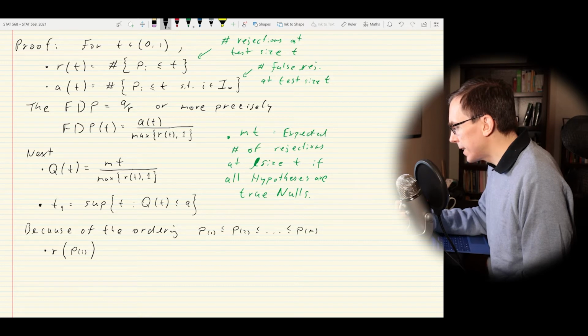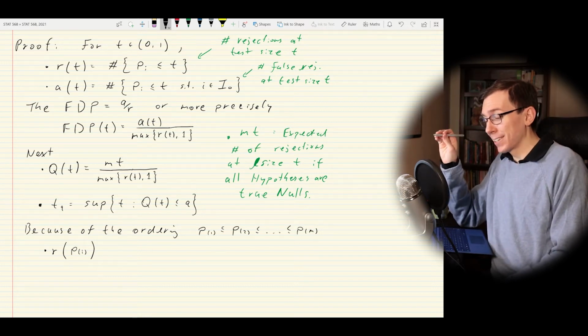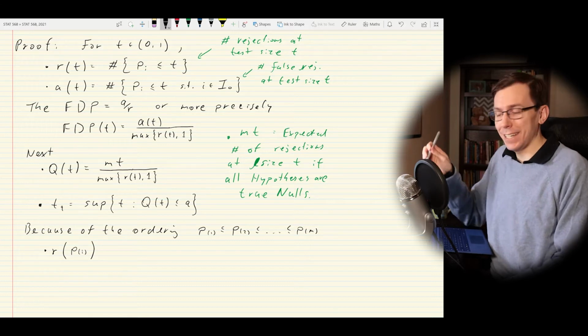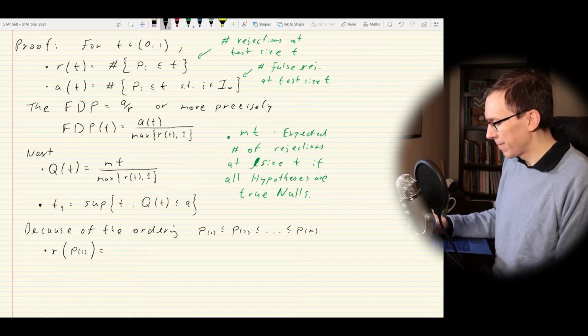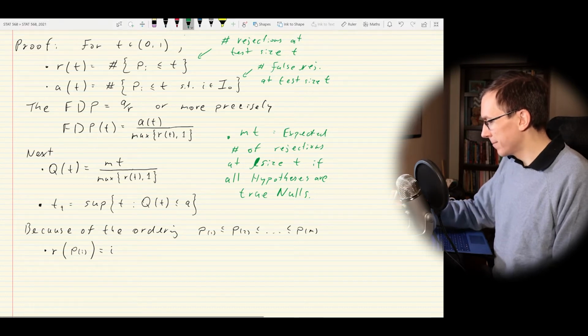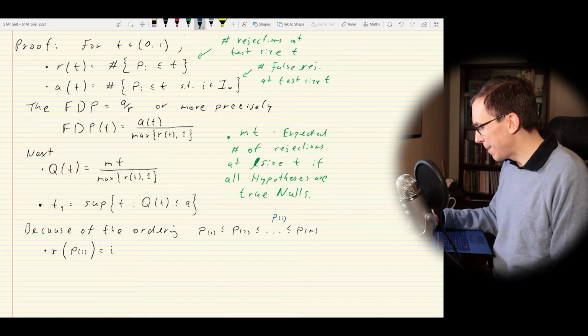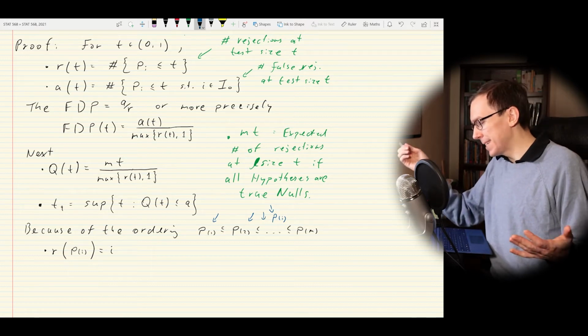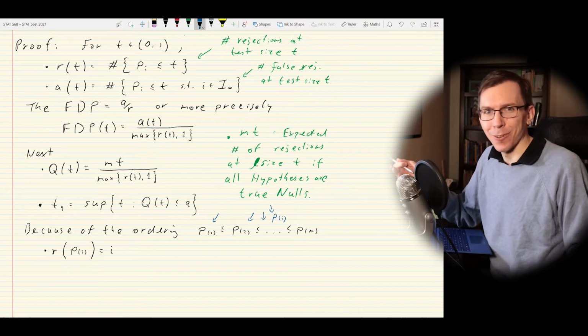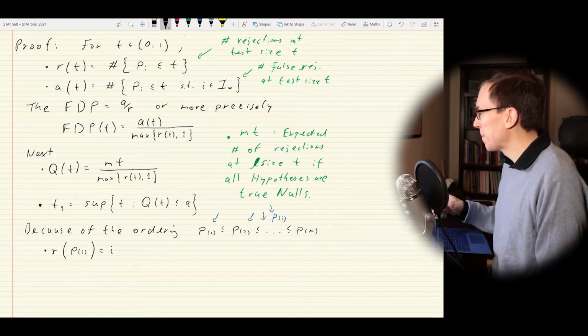And presumably I need the same thing for A of T, because the point is, how many p-values are less than or equal to p sub i? Well, the answer is exactly i of them. All I'm doing is coming up here to my ordered p-values, finding p sub i and asking how many of these are less than or equal to p sub i. There's exactly i of them because they're ordered. So that's easy, and that's kind of nice.